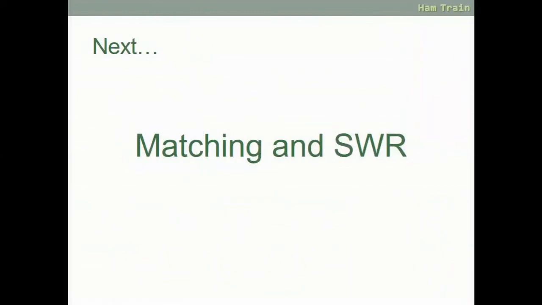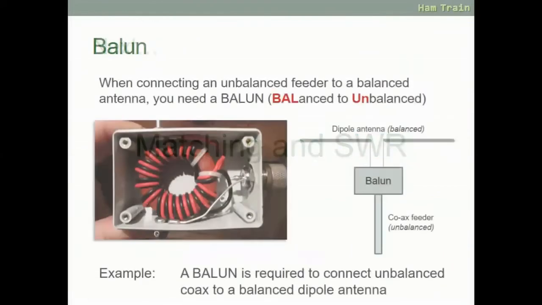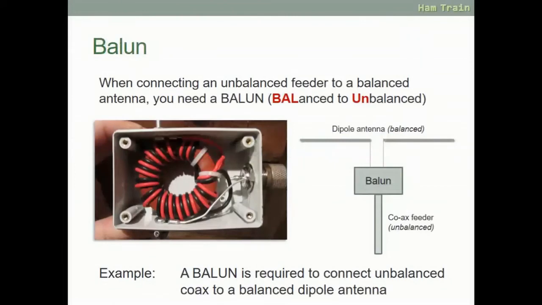Okay, we're going to look at matching and SWR. When you're connecting an unbalanced feeder to a balanced antenna, you need a balun, which stands for balanced and unbalanced. Earlier I mentioned that the coax feeder is unbalanced. So between the coax and the antenna, you would need to put a balun, which is a ferrite ring with wire twisted round it, and it's all connected into the feeder and then into the antenna.